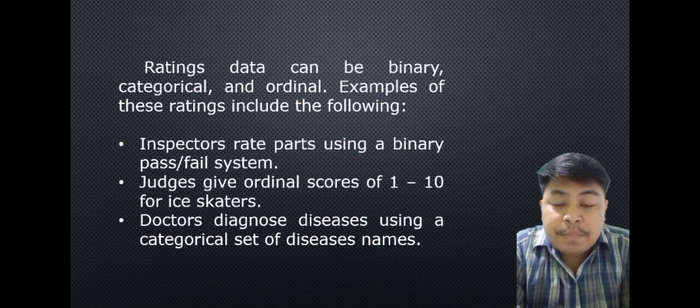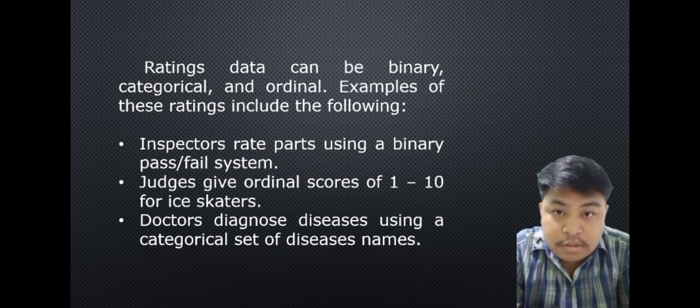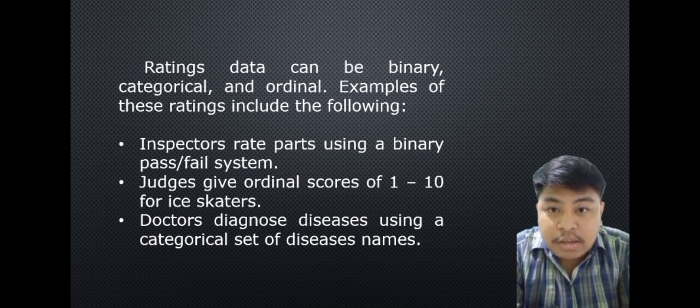Ratings data can be binary, categorical, and ordinal. Examples of these ratings include the following. First, inspectors rate parts using a binary pass or fail system. The second, judges give ordinal scores of 1 to 10 for ice skaters. And the third, doctors diagnose diseases using a categorical set of disease names.